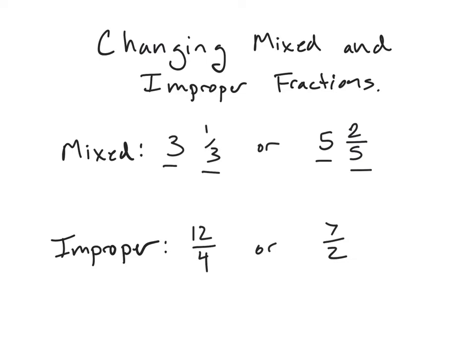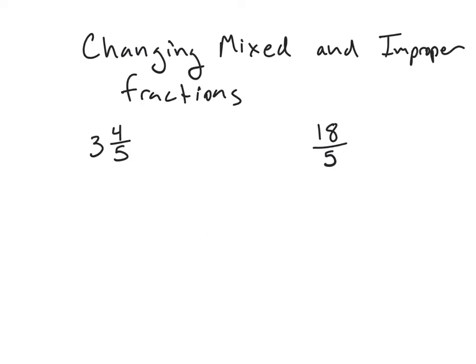Now, what we want to be able to do today is make sure that we can flip between them, because when we start to multiply and divide fractions, it's very important that we change them. So here's an example of a mixed number on the left here, and we're going to change it into an improper fraction. Remember, you multiply the bottom number, so the denominator, times the whole number.